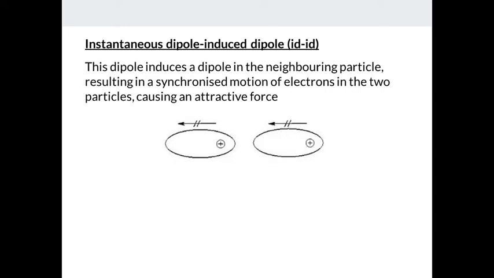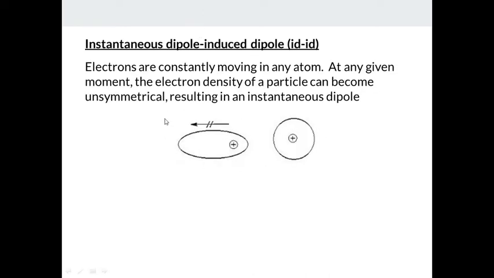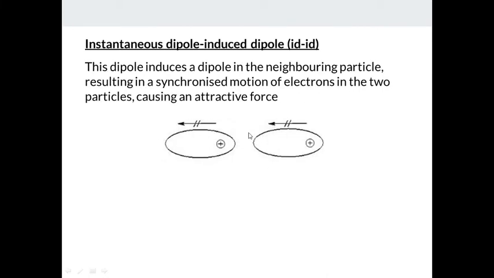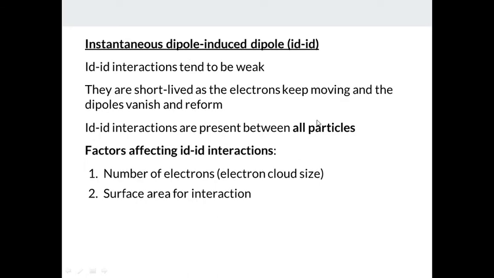So this dipole induces a dipole in the neighboring particle, because the presence of this instantaneous dipole means there's a partial positive charge on this end and a partial negative charge on this end, since electrons have moved in this direction represented by the arrow. So this attracts the electron cloud of a second neighboring particle, causing it to be polarized. This is called the induced dipole. And there's this attractive force between the partial positive charge on one of the instantaneous dipole and the partial negative charge of the induced dipole.